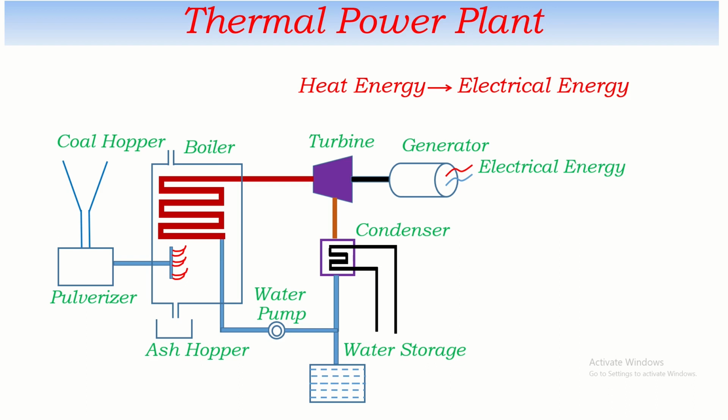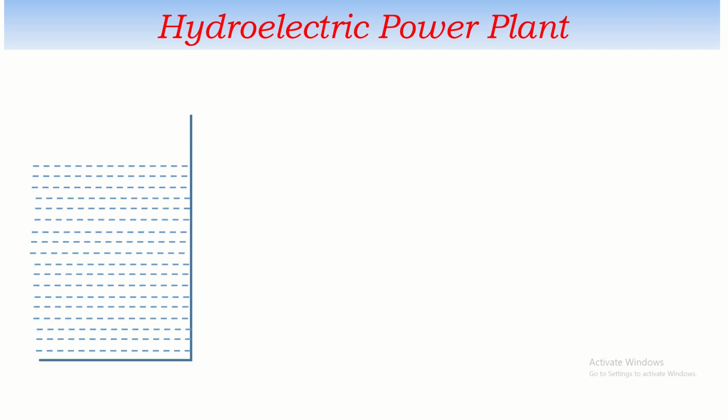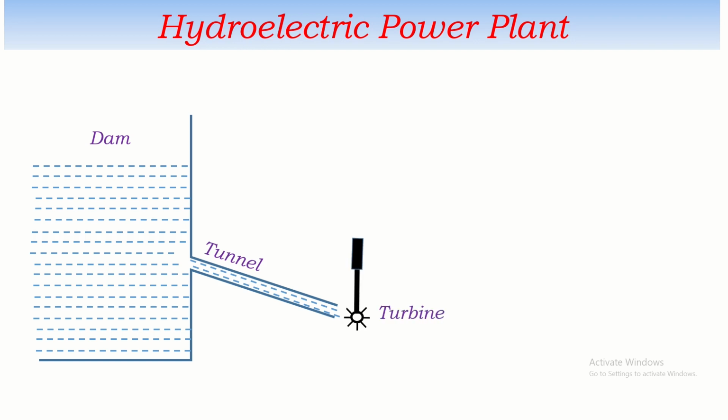Now what about hydroelectric power plant? Let's talk about this. First, water is collected in a big dam, and this collected water is then made to flow through a tunnel, and flowing water rotates a turbine, and the turbine is connected to an axle, and this axle is connected to the coil of the generator, and two terminals of the coil are taken out, which supplies electrical energy for different purposes.